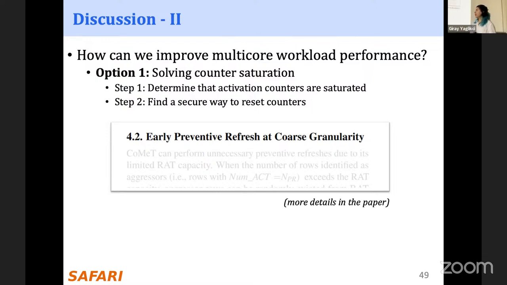And then we refresh all DRAM rows in a DRAM rank very aggressively and reset all counters. So you can see that that's an aggressive solution because you are doing a lot of refreshes at the same time and DRAM becomes unavailable. So this has its own trade-off between unnecessary preventive refreshes and coarse granularity preventive refreshes. So that's one solution to that.